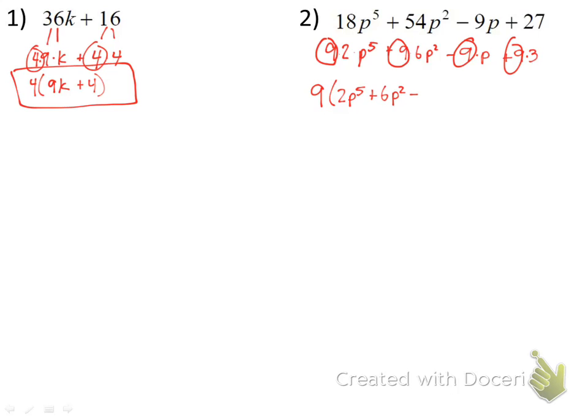Minus 9 times negative p is negative 9p. And then 9 times 3 is positive 27. That's positive 3, so put a positive sign there. That's it. I just factored out a 9. I can't factor anything else out, so I'm done with this problem. Okay? So factoring means to break apart. We're going backwards today. Make sense?